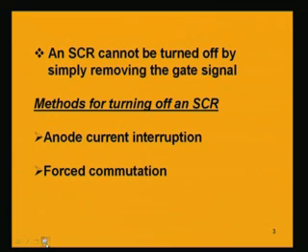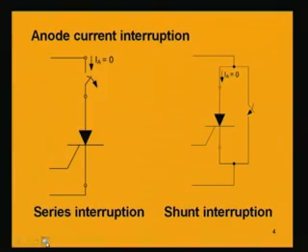We have to apply the method of making the anode current 0, or we have to force the thyristor to turn off by making a current flow through it in the reverse direction, by reverse biasing the anode cathode terminals. So, anode current interruption is simply making the anode current 0. It can be done in two ways: one is by series interruption, and the other is by shunt interruption.